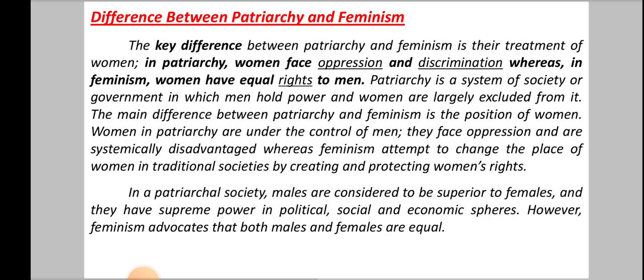In a patriarchal society, males are considered to be superior to females and they have supreme power in political, social, and economic spheres. However, feminism advocates that both males and females are equal. With this, we come to the end of today's class.